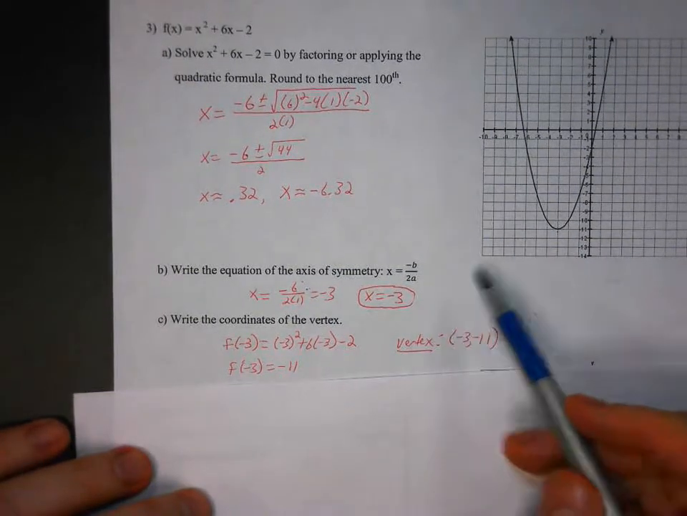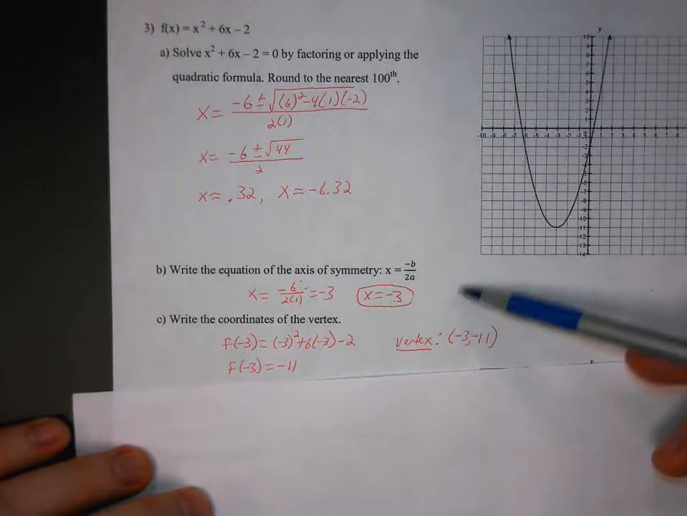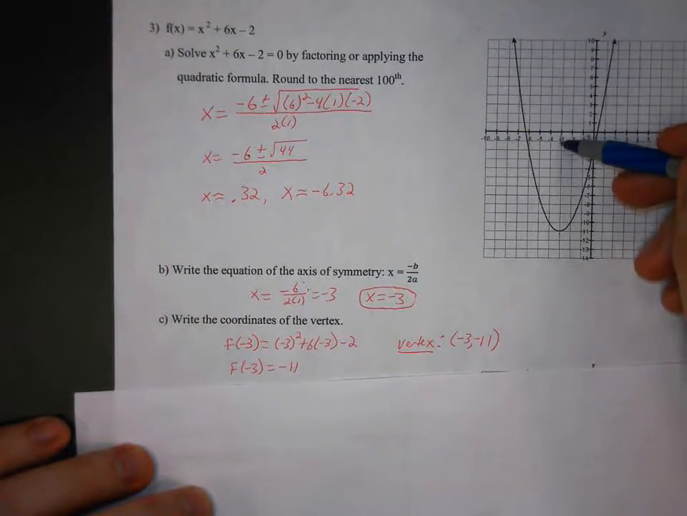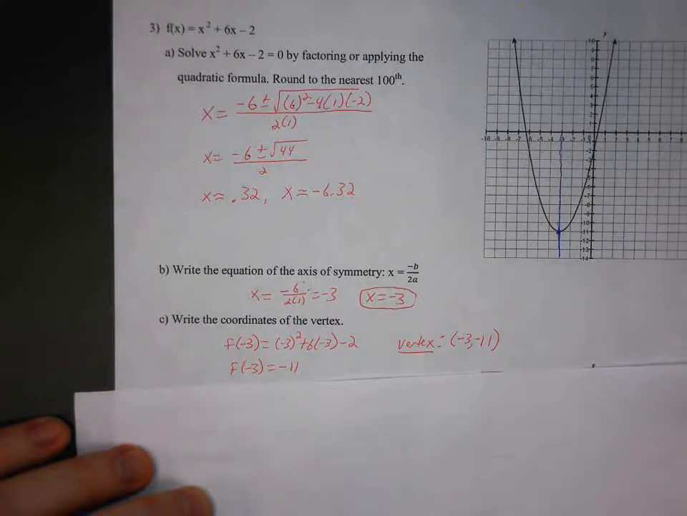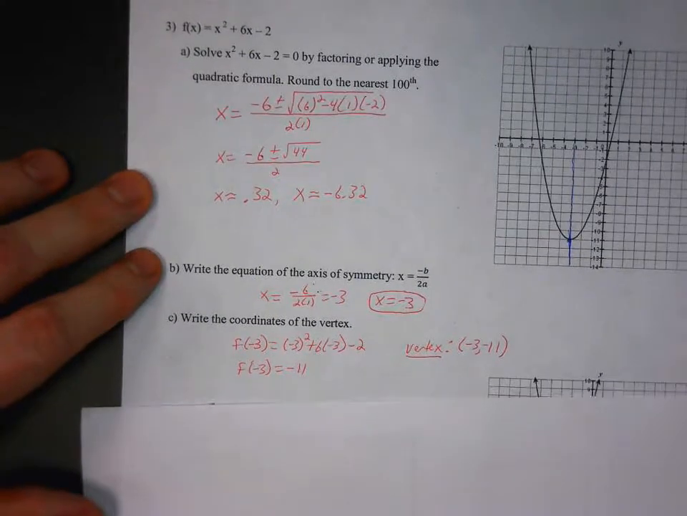Okay, and the idea here is that because you're given the graph, make sure that your answers are matching up with what's happening on the graph. The axis of symmetry at negative 3, that looks good. It goes right through negative 3 right there. And then negative 3, negative 11, that point is the vertex.